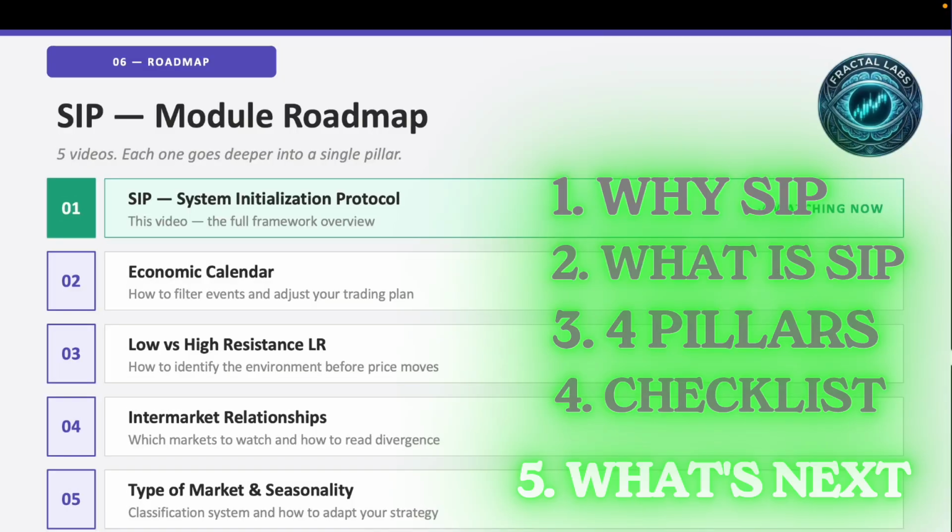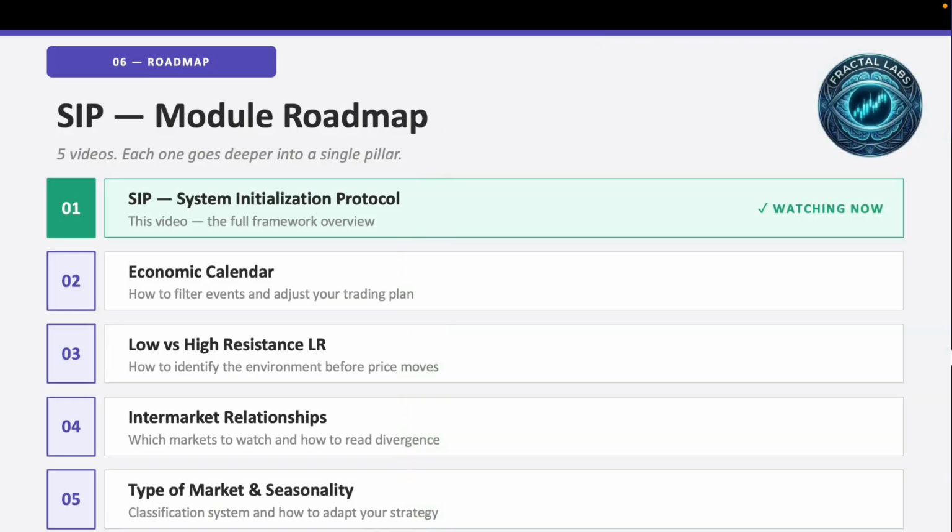This is the SIP module roadmap. There are 5 videos, and each of them from now on will go deeper into each pillar. So on the next video, we will talk exclusively about the economic calendar, and then low versus high resistance liquidity runs, and then intermarket relationships, and finally type of market and seasonality.